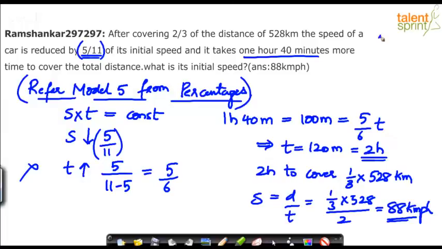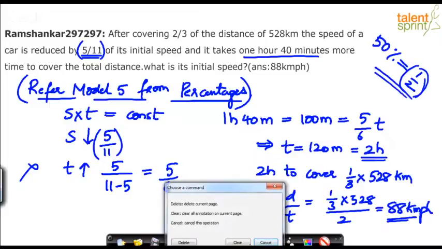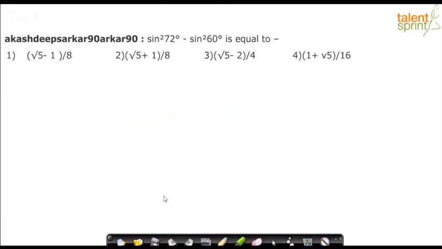So what do you do? That 50% should first be converted to a fraction. 50% is equal to 1 by 2. Then if this fraction is 1 by 2, what will be the time fraction? It will be 1 by 1. I mean, because speed has reduced by 50%, time should increase using the same logic, whatever you have done here. So that way you can solve it. Fine. On to the next question.